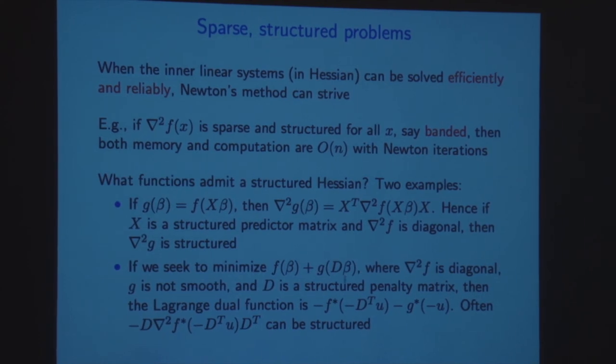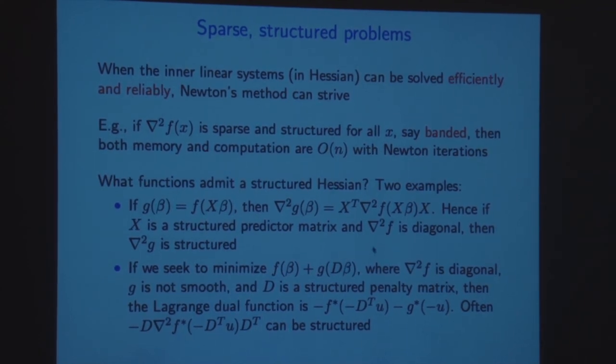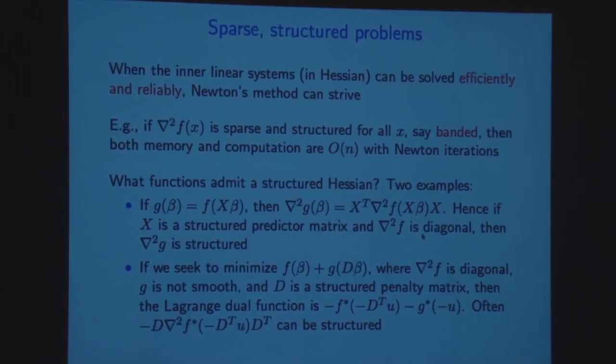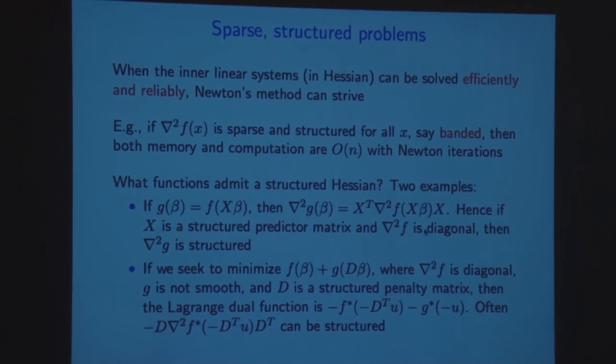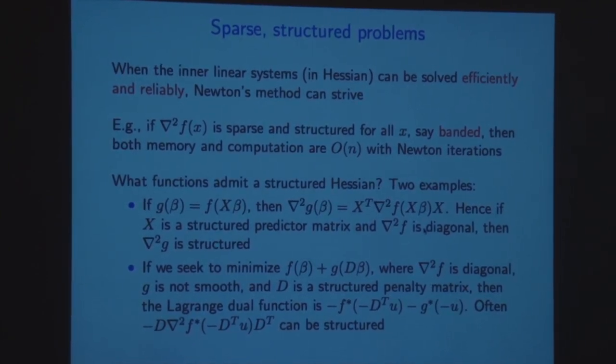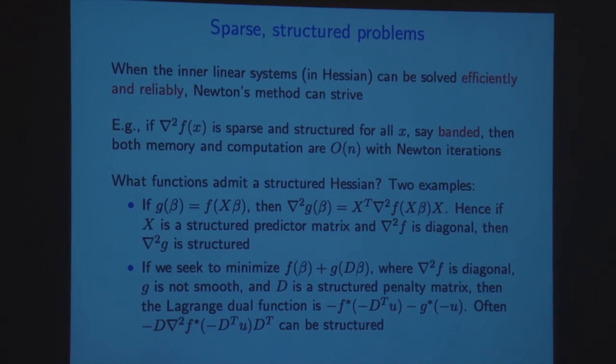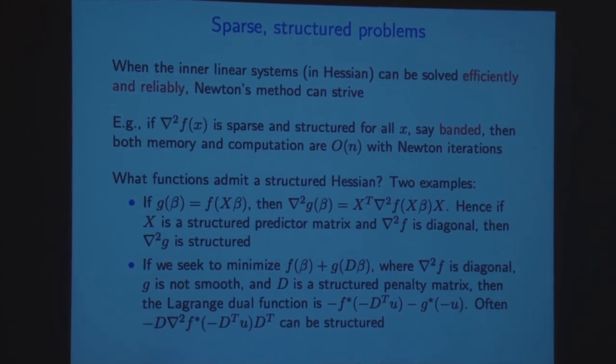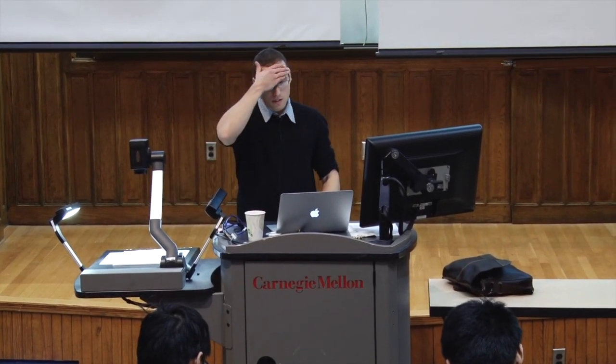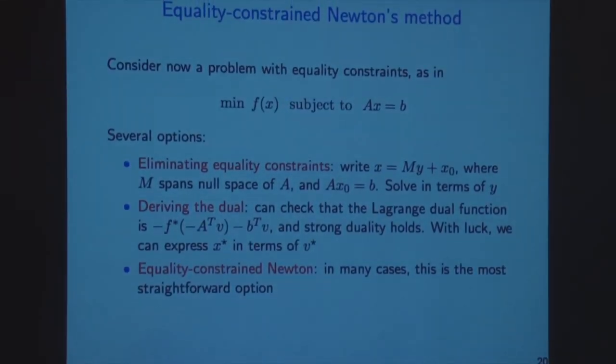I put down here two examples of where you might see a structured Hessian. I'm going to skip through these because we have a few more things to get through. But just keep in mind, if the Hessian is sparse and structured, and you have a fast solver for linear systems in the Hessian, then you probably should seriously consider using Newton's method. So let's talk about equality constrained Newton's method, and then just a minute on quasi-Newton methods, and then that'll be it.